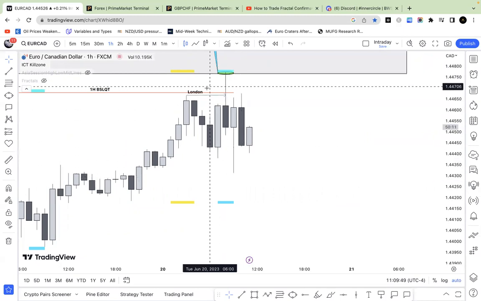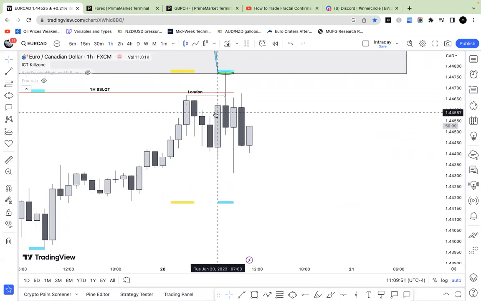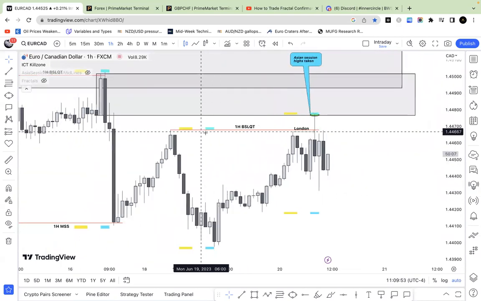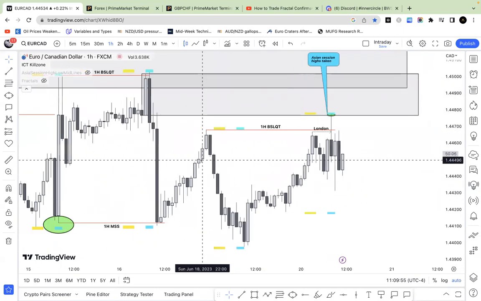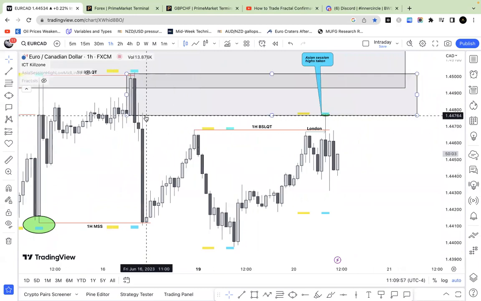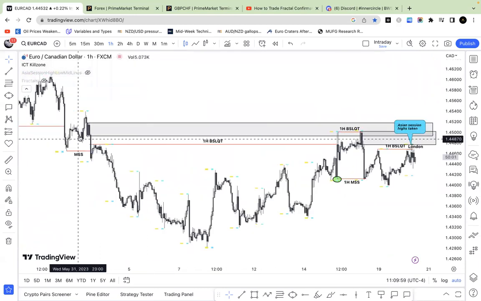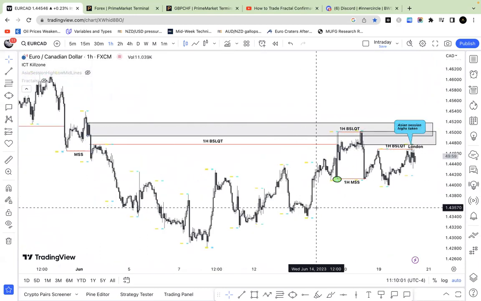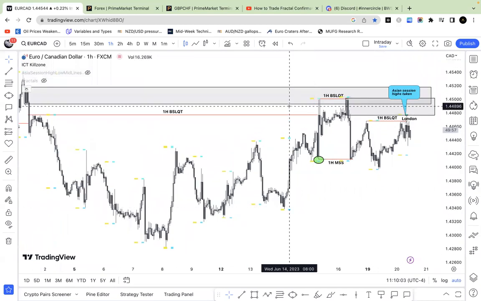And you can see that it took London liquidity. They took Asian session highs. They took buy-side liquidity here. You have a market structure shift here. You have an order block right here in chain, right, with another order block right here relative to the last market structure shift.